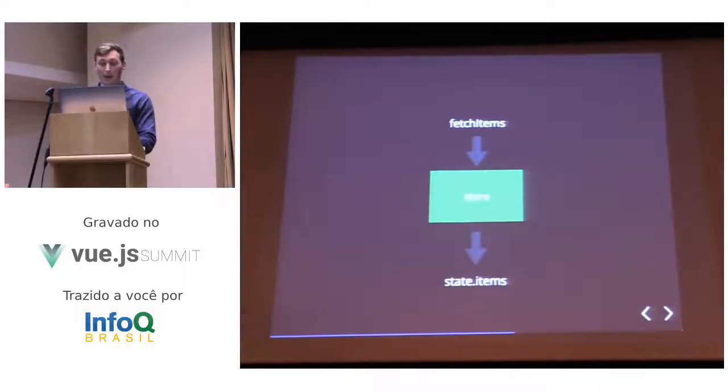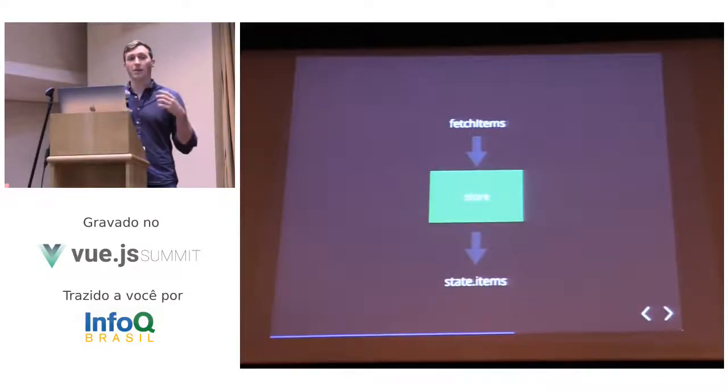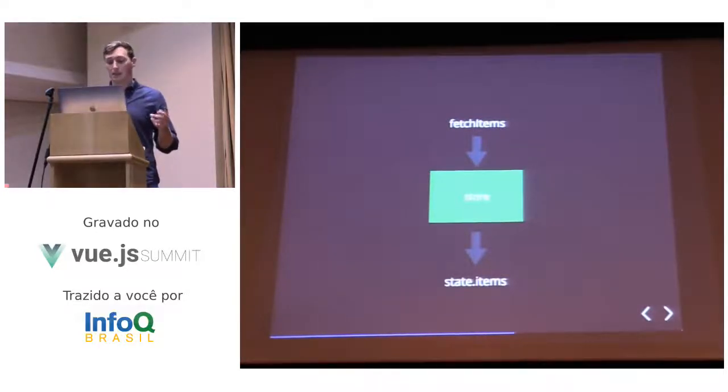So, yeah, when you're testing like this, you're basically treating the store as a black box, and you're going to interact with it in the same way that your app's going to interact with the store. So you dispatch a fetch items action, and then assert that the state items value gets updated. And this basically treats the mutation as an implementation detail. So you're free to refactor the internals of the store.